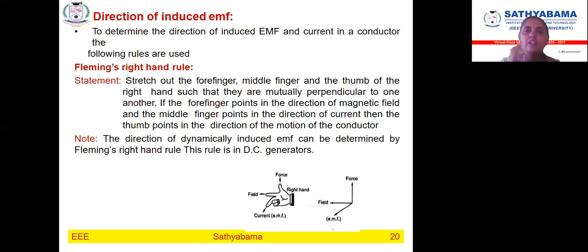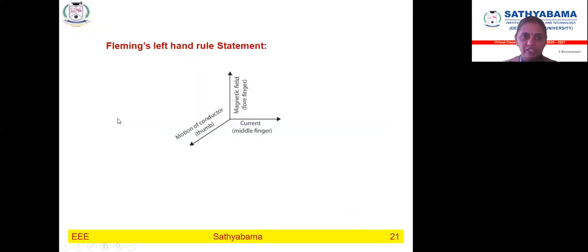And on your left hand, always Fleming's left hand rule. Fleming's left hand rule is also similar to the right hand rule with a small change. These laws, Lenz's law, Fleming's right hand rule, Fleming's left hand rule, Faraday's law, many a time they have been asked. They are always asking it, so be thorough with the definitions. Clear?